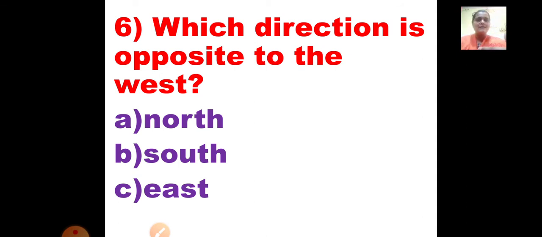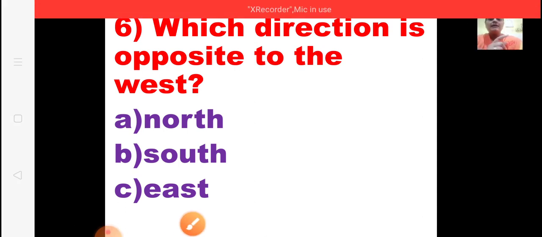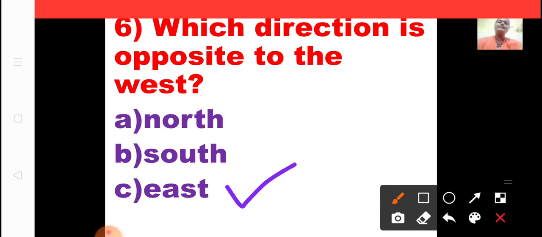Okay, so the opposite means just in front of you, opposite to you. Which is the direction to the west? West is on your left hand side. So opposite to the west is east. Okay, so north is the option which is wrong. B option is south, which is again wrong. C option is east, which is correct. So you are going to choose C option, that is east. Now next one.